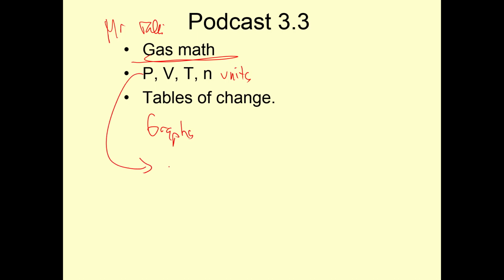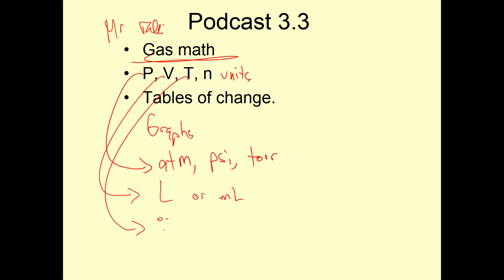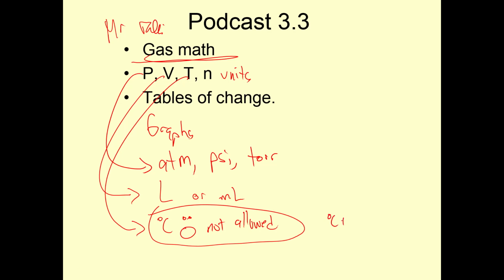To start with, pressure's units are atmospheres, my favorite, PSI, used far too often, and torr. Volume here is going to be in liters or milliliters. Temperature is in degrees Celsius. Oh no, that is an awful, awful word. It's not allowed. So, degrees Celsius is not allowed. Whenever you have degrees Celsius, you have to add 273 to get kelvins.